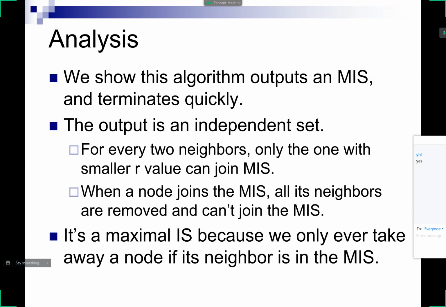Next, we need to show that it's a maximal independent set, and this is true because the only time that you ever take out a node is if either the node itself is in the MIS or one of its neighbors is in the MIS. In both cases, the node that you take out cannot be in the MIS. So the only nodes that you ever remove are the nodes which are guaranteed not to be in the MIS. Therefore, in the end, what you end up with is a maximal independent set, because you never take out nodes which can possibly still be in the independent set. So that shows that we produce an MIS in the end.